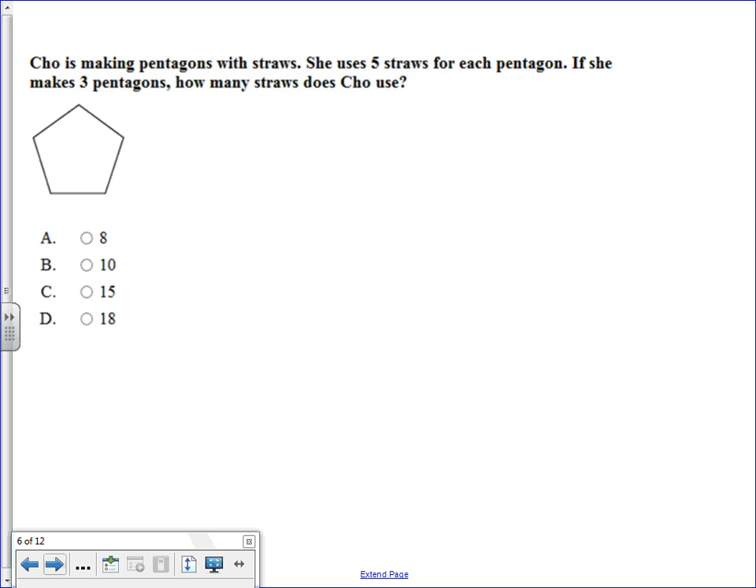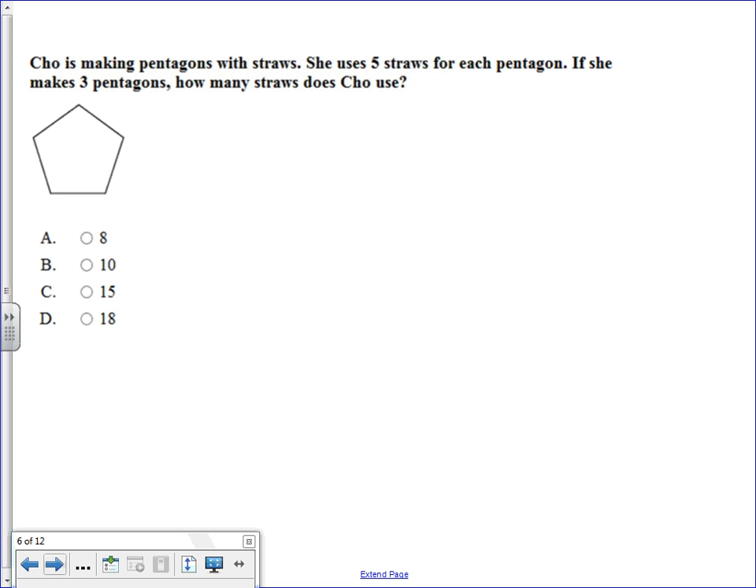Cho is making a pentagon with straws. She uses 5 straws for each pentagon. If she makes 3 pentagons, how many straws does Cho use? So she's using 5 straws each. She's making 3 pentagons. How many will she use for all 3?